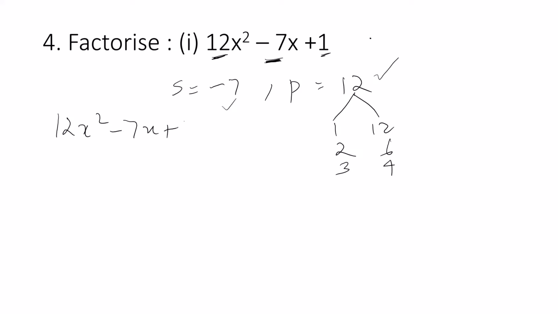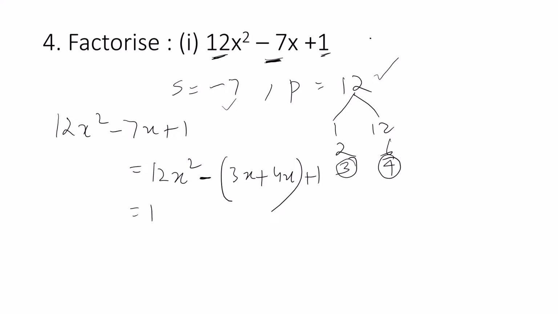12x square minus 7x plus 1. We are splitting the middle term, so I am going to take the minus sign outside and then put a bracket, and 7x I am going to write as 3x plus 4x. Close the bracket. Instead of 7x I wrote 3x plus 4x, plus 1. And next step, I will open the bracket. Minus into 3x, minus 3x, minus into 4x, minus 4x plus 1.